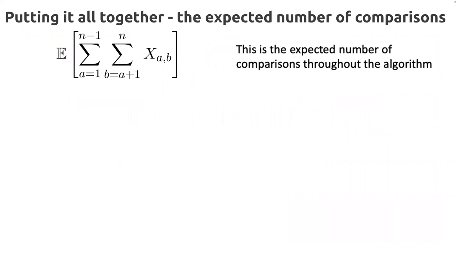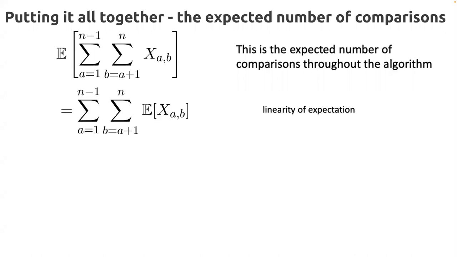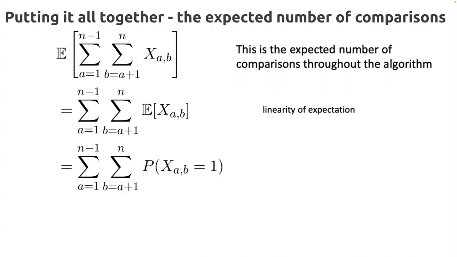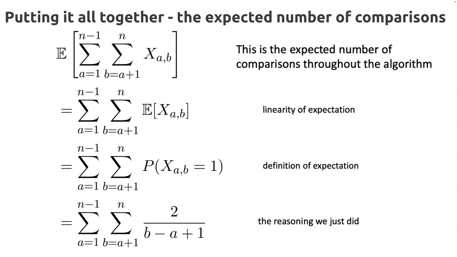Cool. So then we put it all together. We said the expected number of comparisons is equal to the sum of the expected value of the random variable we defined, which is equal to the sum of the probability that they're equal, which is then equal to the sum of 2 over B minus A plus 1. Okay, so that's a lot of math. That's what you would write out in your paper when you're proving this.